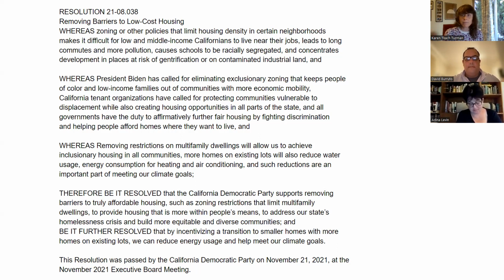So if you didn't know, this is the California Democratic Party's position. And to provide housing that's more within people's means and address our state's homelessness crisis, equitable and diverse communities, and incentivize transitions to smaller homes, more homes on existing lots to help reduce energy usage and meet our climate goals. And this was adopted at the November 2021 Executive Board meeting.